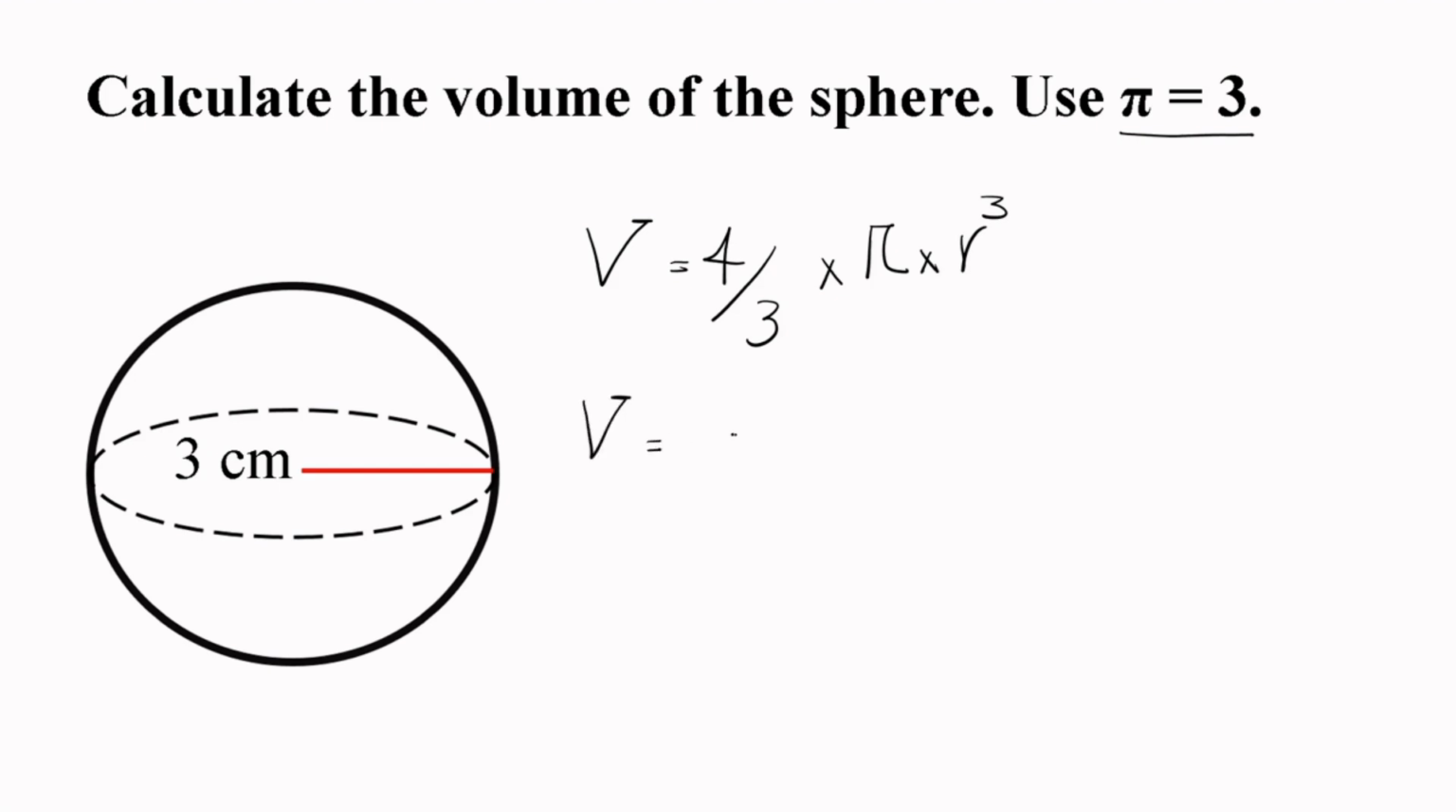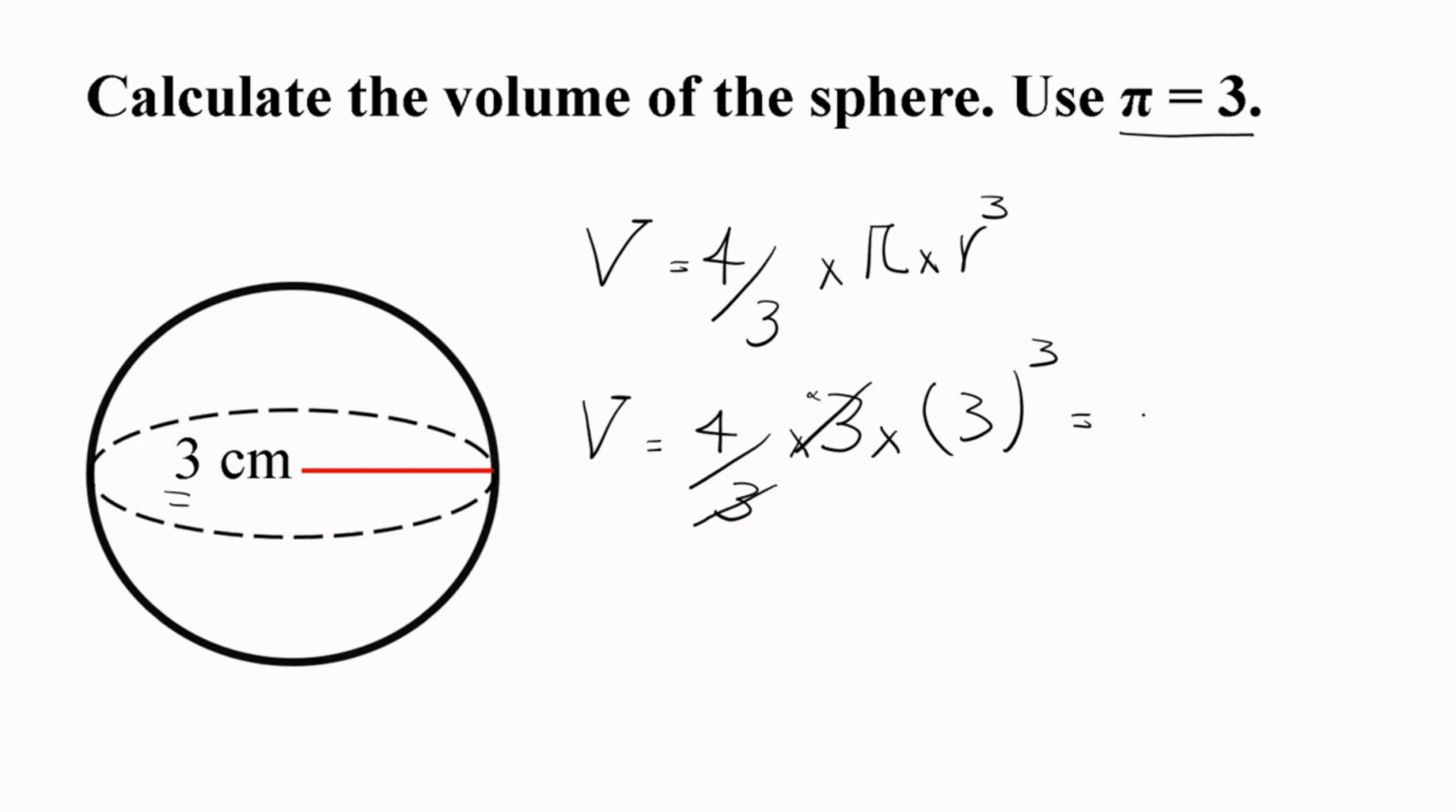So V is going to be equal to 4 over 3. The question says I can consider pi as 3, so 3, and r here is 3, so I'm going to write 3 here to the power of 3. Now it's time for calculating the value. As you can see, I have a 3 in the denominator and I have a 3 here, which is multiplying to the numerator, so I can cancel them out.